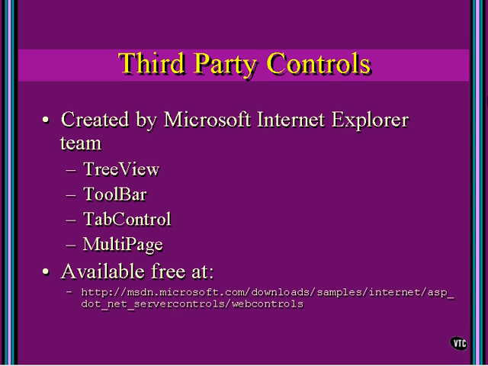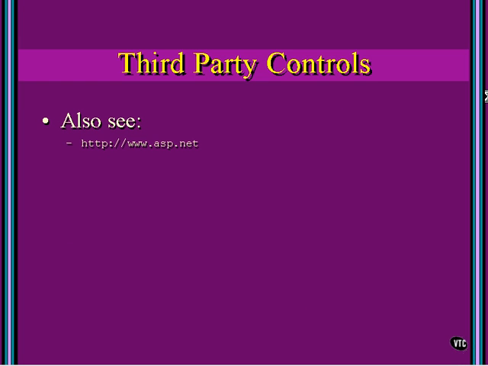And at the time of this video production, this was the live link to it. Notice msdn-microsoft.com/downloads/samples/internet/ASP.NET Server Controls/web controls. Not the most user-friendly URL in the world. If you can't find it here by the time you watch this video, go out to msdn.microsoft.com and just do a search for web controls or third-party controls, and you'll be able to find these things. There will be more and more of these show up. There's also some excellent ones out there.